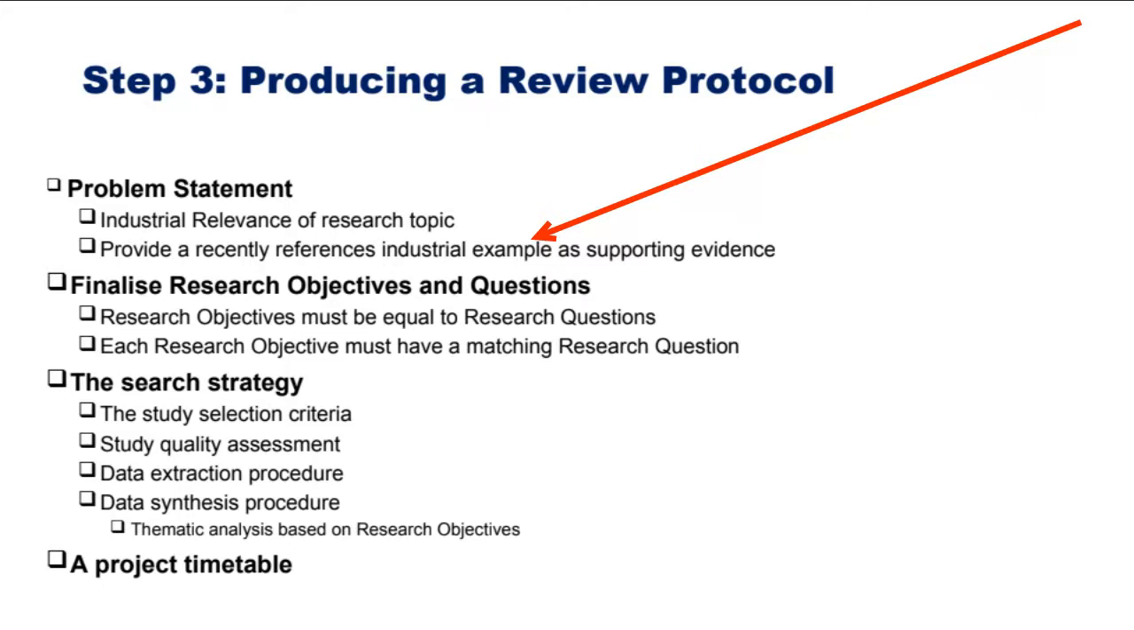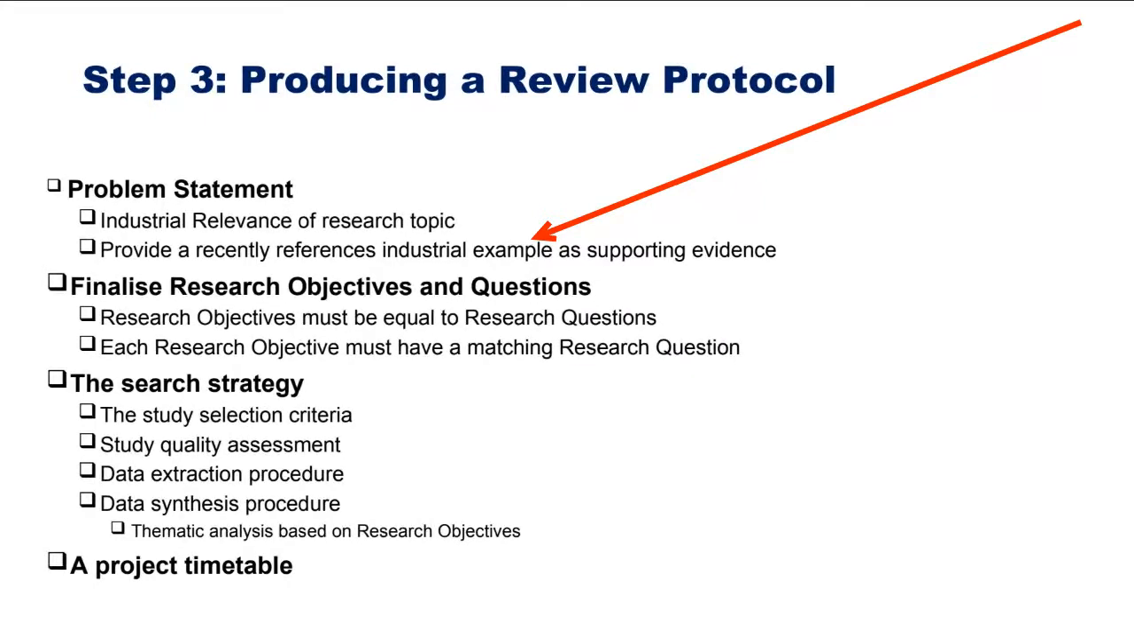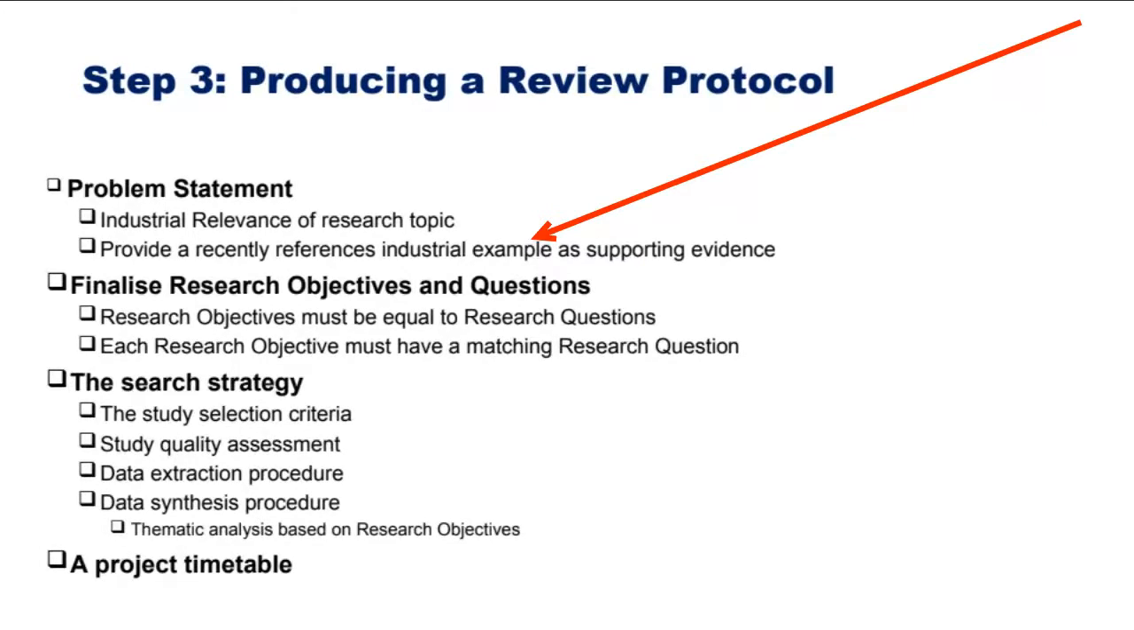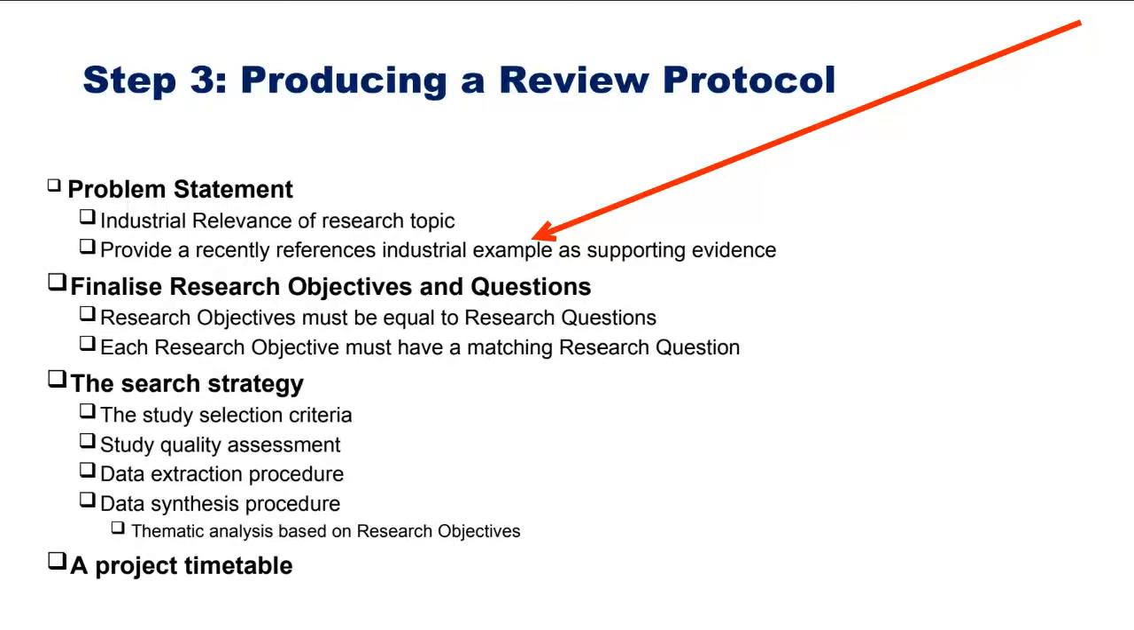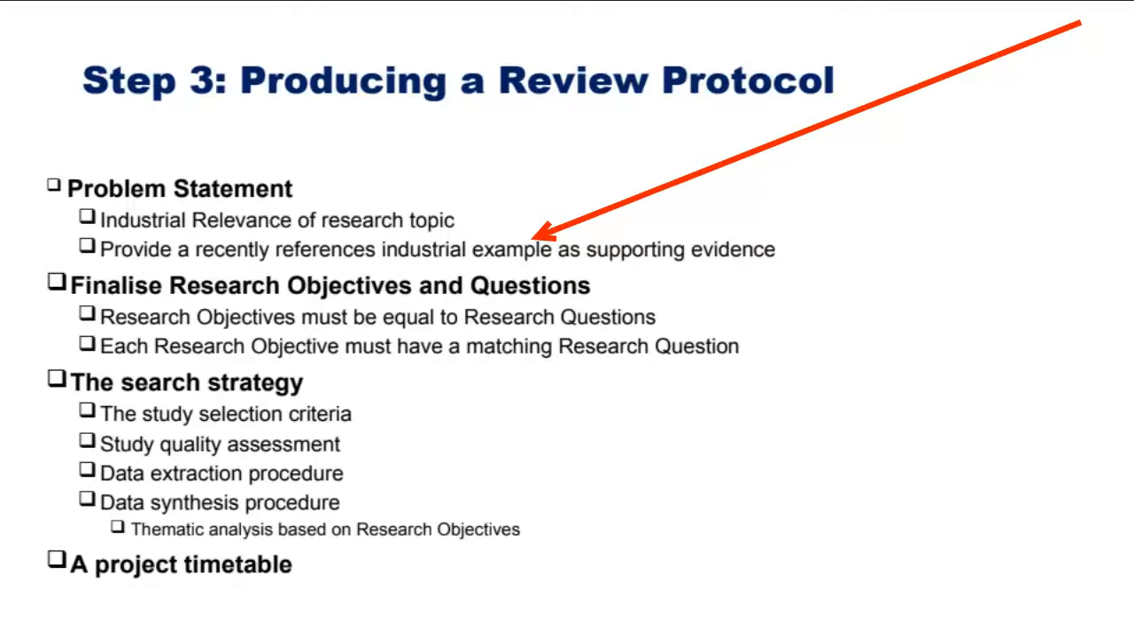Technically, these are the questions that you are going to ask of the literature, and you are going to find the answers to them. Once you find the answers, that means you would have met your research objectives, and once you have met your research objectives, you would have completed your thesis. That's why the instructions are that research objectives must be equal to research questions. Normally I expect students to have about 4 to 5 objectives and matching questions.